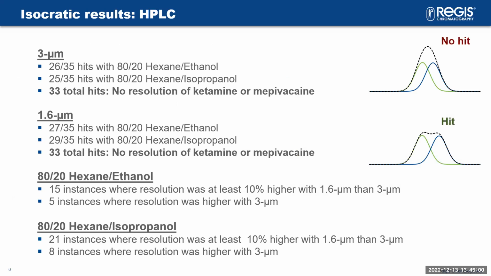When we dig into the data a little bit and think more quantitatively, we see that in 80-20 hexane ethanol, there were 15 instances where the resolution was at least 10% higher with that 1.6 micron column. And in 80-20 hexane IPA, there were 21 instances where the resolution was at least 10% higher, but also 8 instances where the resolution was actually higher with the 3 micron column.